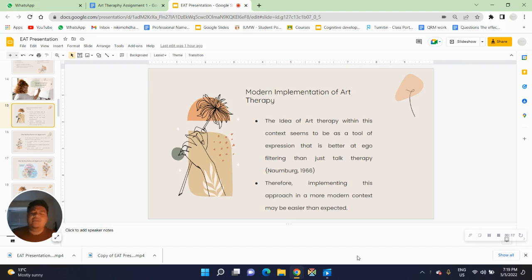Now, the modern implementation of art therapy. The idea of art therapy within this context seems to be as a tool of expression that is better at ego filtering than just the traditional talk therapy within the classical Freudian psychodynamic theories. Therefore, implementing this approach in a more modern context may be easier than expected.